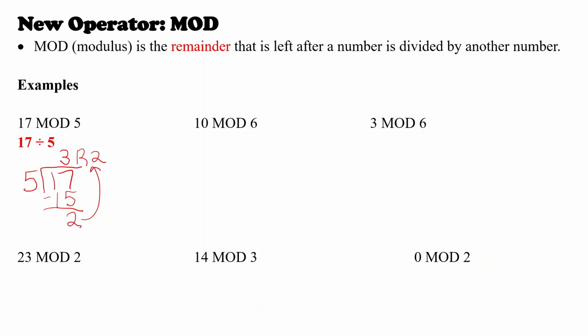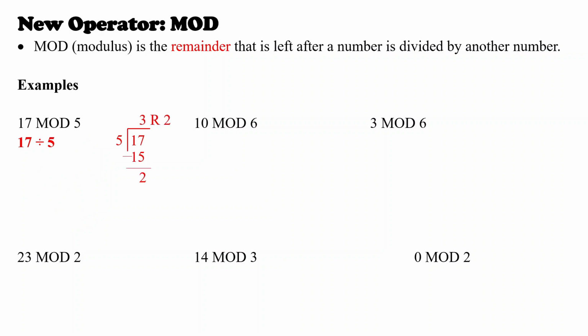Now, the mod operator is interested in what this number is. So 17 divided by 5. Oh, look, I did it over here. That's so nice of me. 17 divided by 5, you go through and you do that. You get 3 remainder 2. So the answer is going to be 2. 17 mod 5, the answer is 2. That's what the mod is interested in.